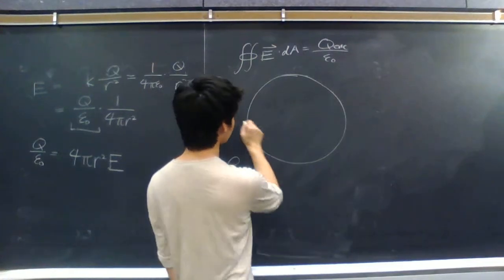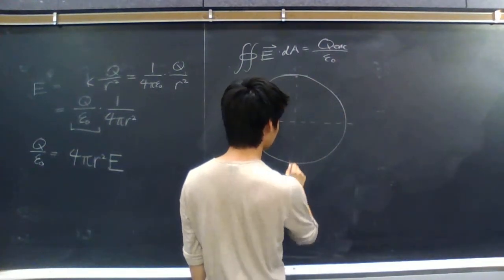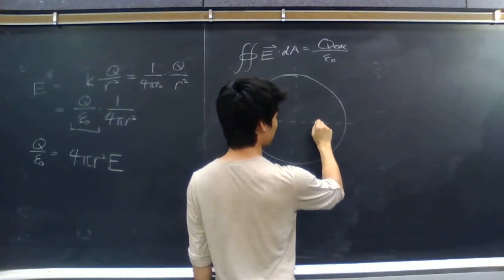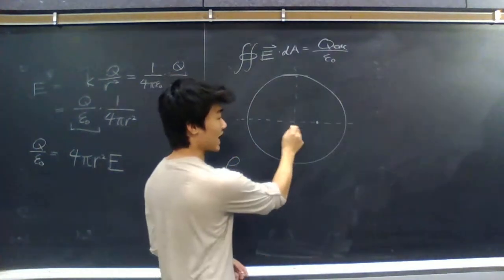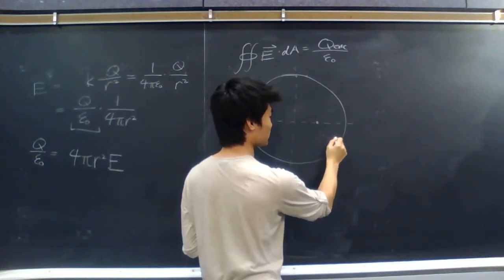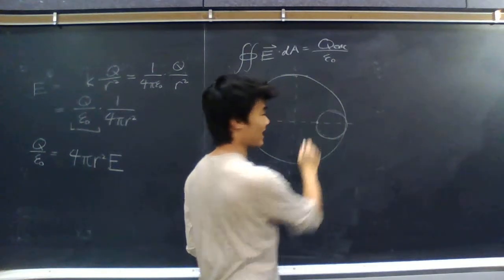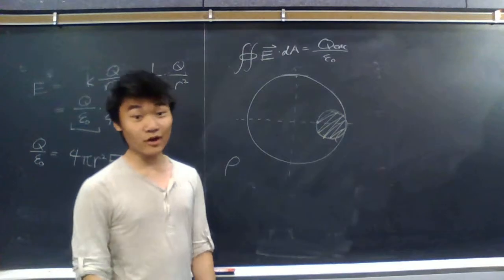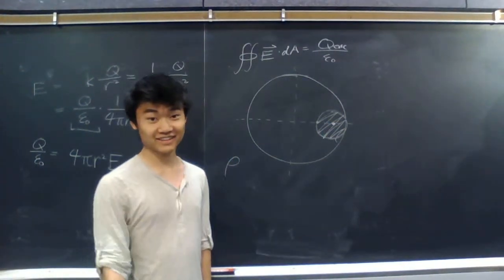Now, first let's draw the axes. Let's say I took this point right here, and it's half the radius away, and then I cut out a sphere like that. I just completely cut this out. Now I want you to find me the electric field at the center right there.